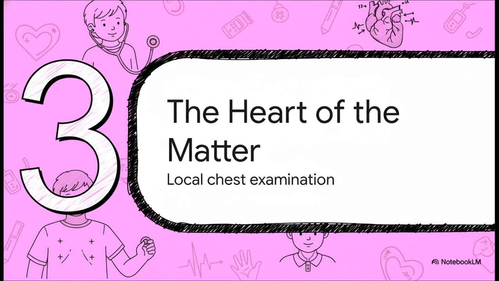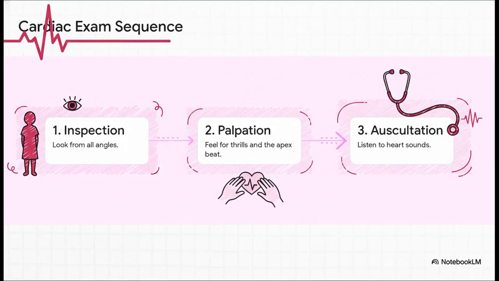Now it's time to get to, well, the heart of the matter. The local examination of the chest and the precordium itself. Now, the sequence here is absolutely crucial. It's always in this order. Look, then feel, then listen. Inspection, palpation, auscultation. There's a really good reason for this. It prevents what you feel from biasing what you see, and what you hear from biasing what you feel. It's a system, and it works.